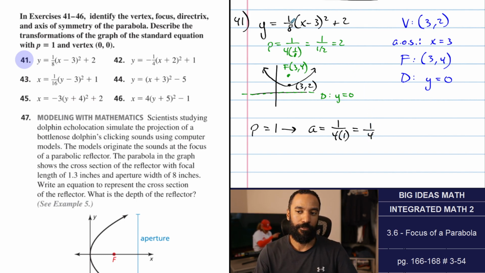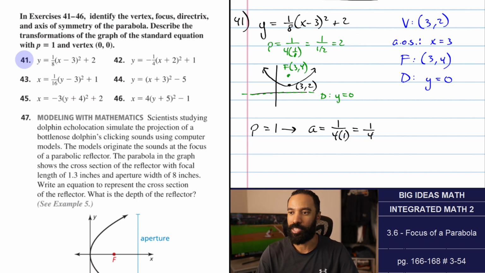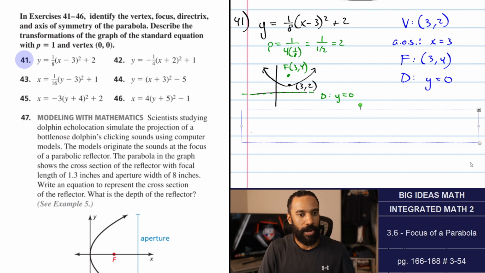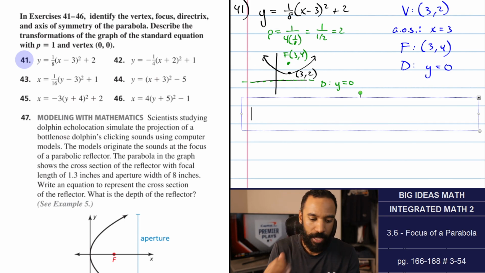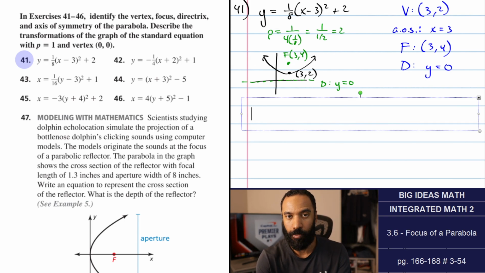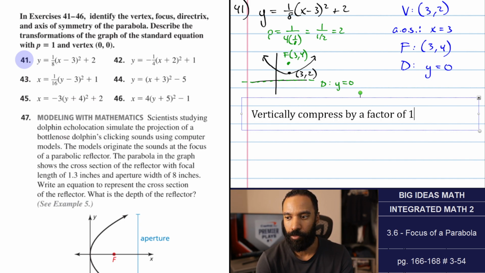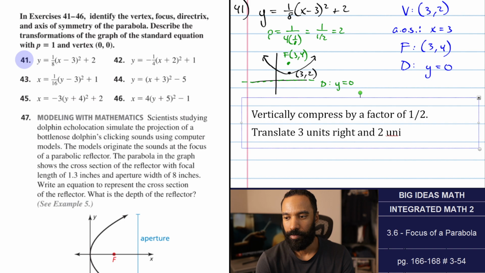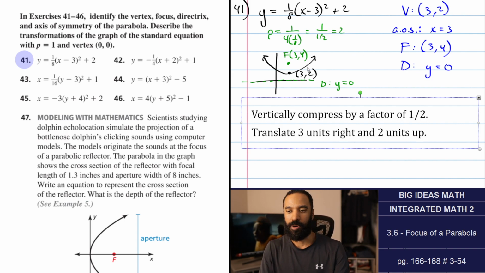So I don't really have to compare 1/4 to 1/8. I can compare p this way. If p gets doubled, a gets halved. So that's good for me to know. That means my transformations, I'm going to start with that. I'm going to say, compared to a normal vertex 0, 0, and p being 1, because p is now 2 instead of 1, you vertically compress by a factor of 1/2. And then you translate 3 units right and 2 units up. That's how the vertex part works.